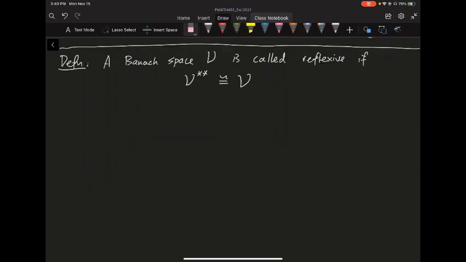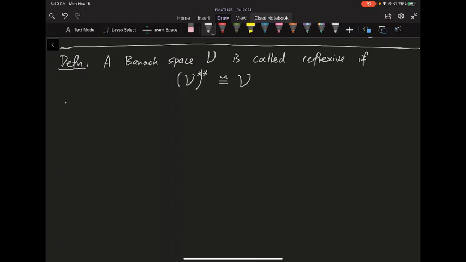I just want to quickly mention this notion called a reflexive Banach space. A Banach space V is called reflexive if its double dual space is isometrically isomorphic to V itself. Because the dual space itself is a Banach space, I can take the dual space of the dual space, so I get a double dual space. Okay, so that's isometrically isomorphic to V. Not all Banach spaces are reflexive. In fact, the L^1 space is not reflexive.